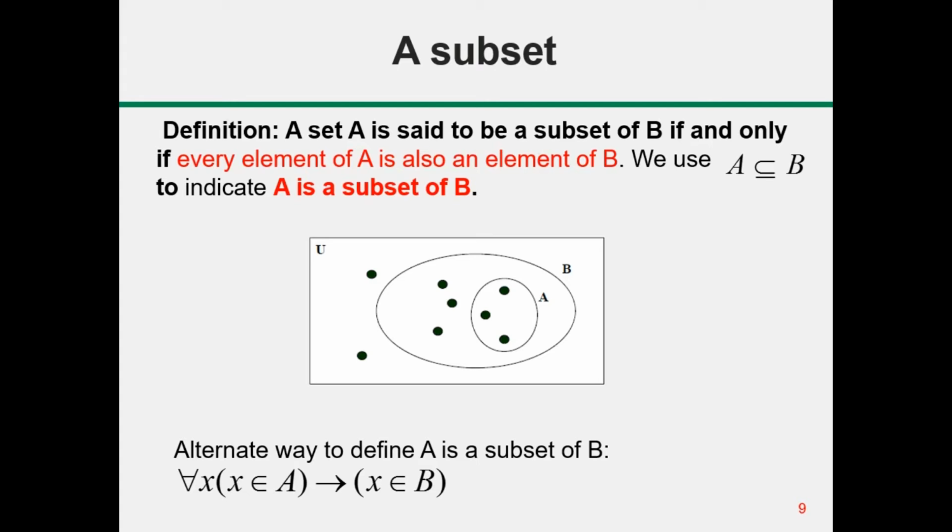If it was like that, B was inside and A was outside, then it would be B is a subset of A. And we can define this subset, A is a subset of B, like this: for all x, this sign means for all, x is an element of A implies x is an element of B.